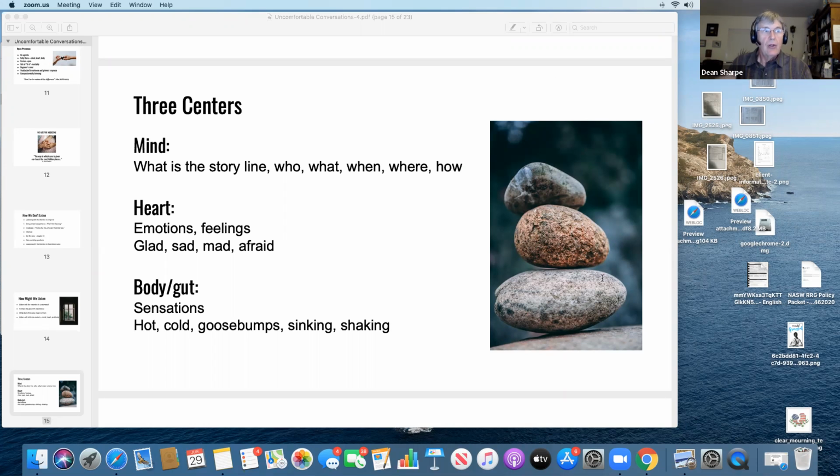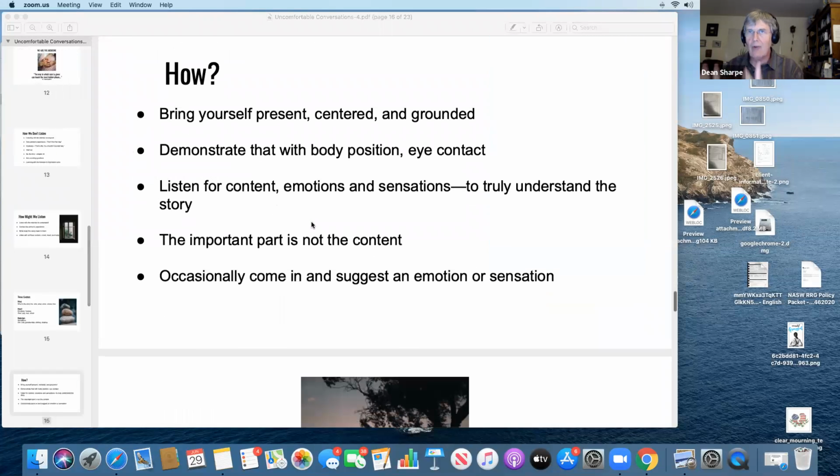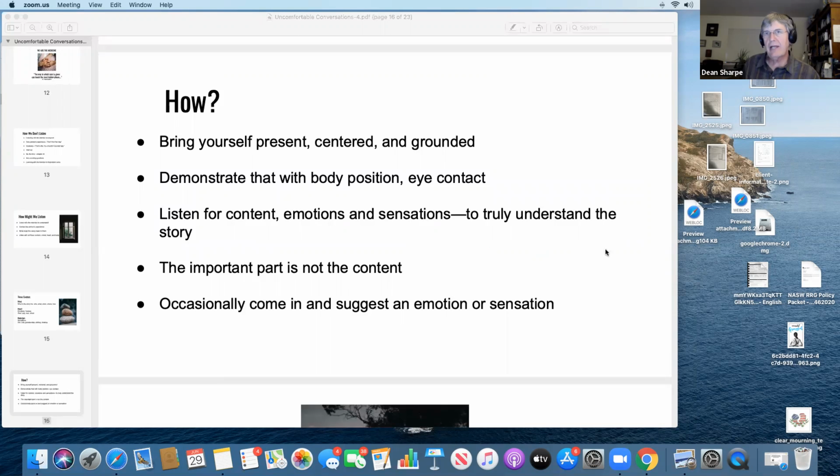So you bring yourself, next slide, centered, present, and grounded. You demonstrate that with your body position and with eye contact.